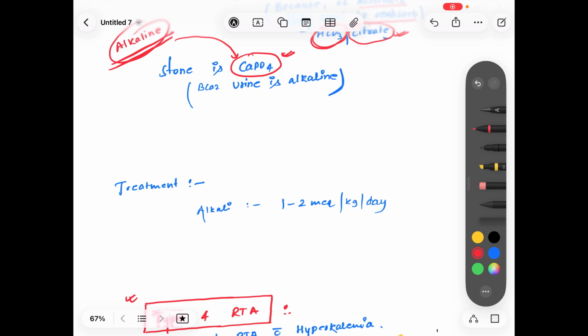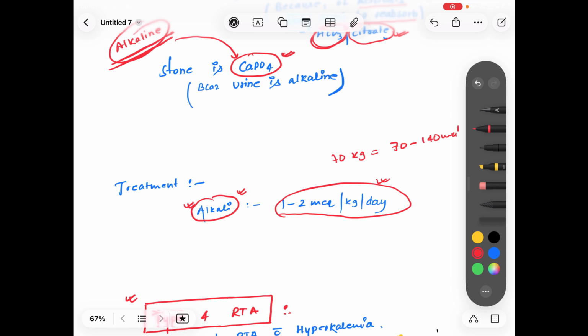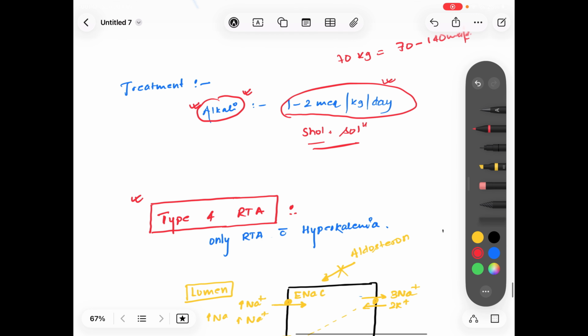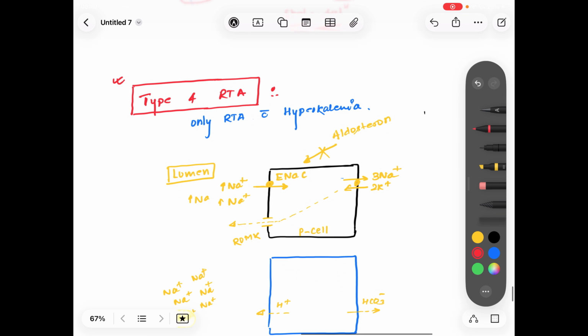So how do we treat? Because the acidosis is severe, we have to treat this disorder with alkali. The dose of the alkali is 1 to 2 milliequivalent per kg per day. For a 70 kg man, it can be 70 to 140 milliequivalent per day of alkali. It is available as a salt solution. Now coming to the next part.